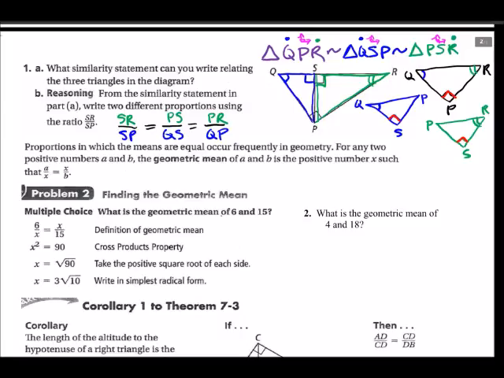This problem required some good diagrams, good labeling, and some thought. We were asked to write a similarity statement relating the three triangles. Well, I had my big purple one to start with, and I've got my right angle here and my altitude to the hypotenuse. So I just drew my big triangle, and my right angle is on the bottom.